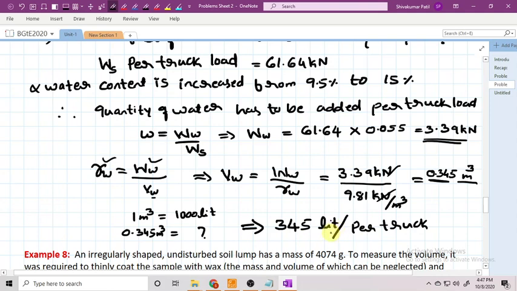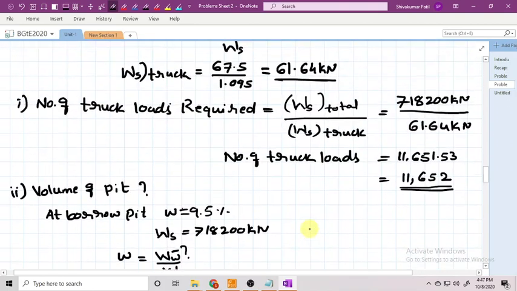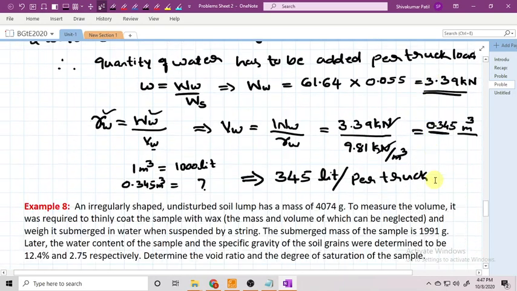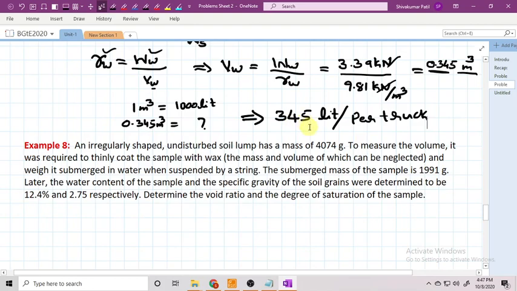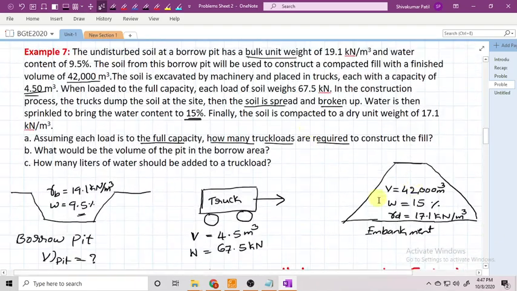Okay. So what should be the total water? Total water is nothing but 345, and how many number of truckloads you will carry? These many, 11,652. 11,652 multiplied by 345 liters will give you the total amount of water to be added in the construction of your embankment. Anyway, that is not asked in the question, I just told that to further this problem. Here itself it's the end. They ask only how many liters of water should be added to the truckload.